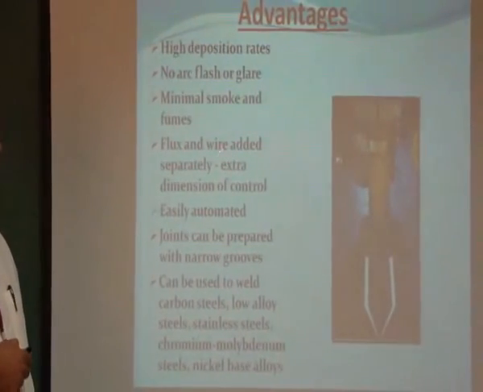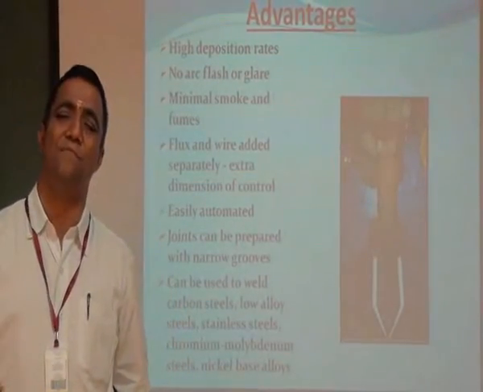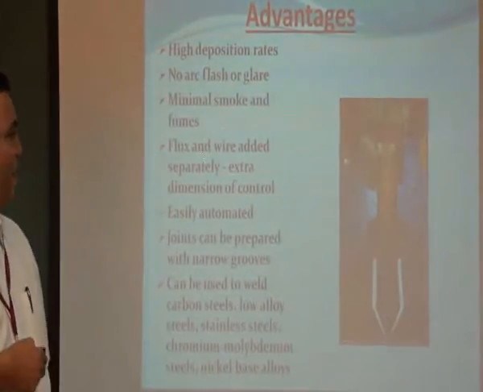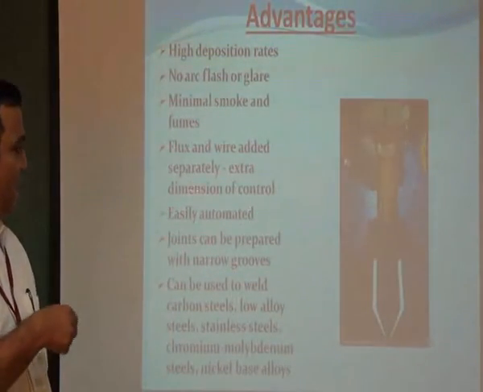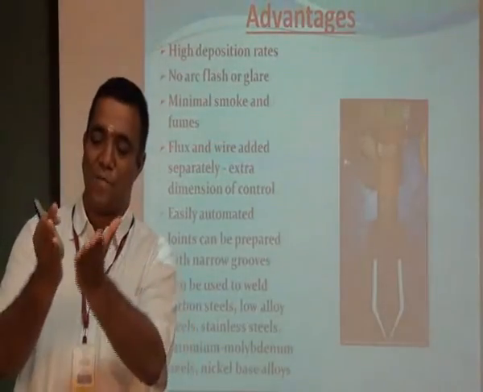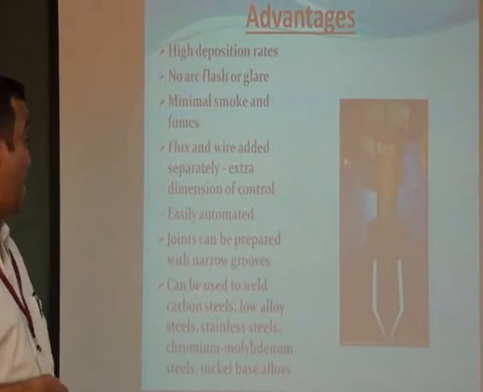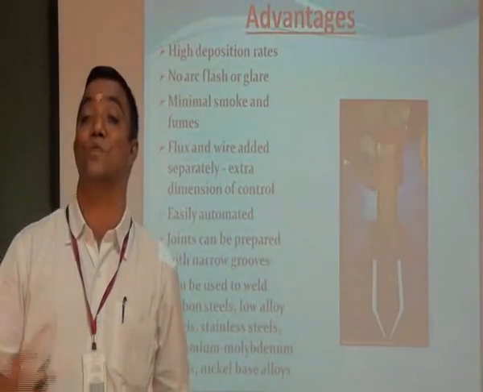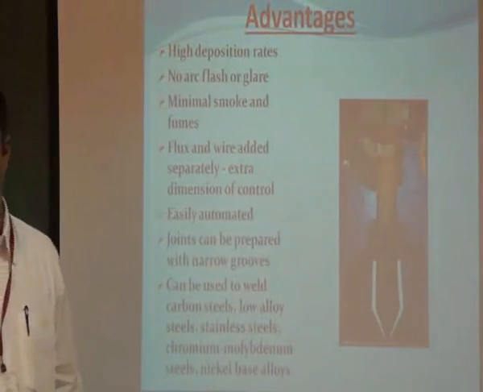The flux does not actually burn, but sometimes a partial melting will occur. Flux and wire are added separately, and you get extra dimensional control. You can have a faster wire speed. The flux feed and wire feed are not dependent on each other; they can be controlled independently, and the process can be easily automated. Joints can be prepared with narrow grooves with a minimum included angle. It can be used to weld carbon steels, low alloy steels, stainless steels, chrome alloy steels, and nickel-based alloys. It is a more suitable process for high alloy welding. So these are the main advantages of the submerged arc welding process.